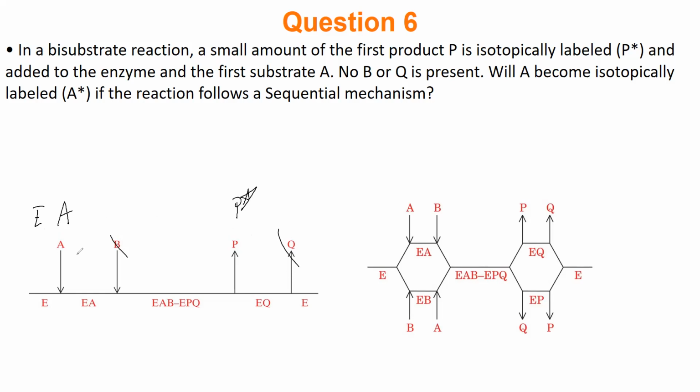Will it be possible for A to be labeled if I have a sequential mechanism? And assume that you can either be ordered or random. Either one of those will be possible to make labeled A. Again, let me give you like a minute to think about this. And based on how we handled the last question, let's see if you can logic out how to handle this question. I'll give you time to think about that. And if you have questions, feel free to let me know.